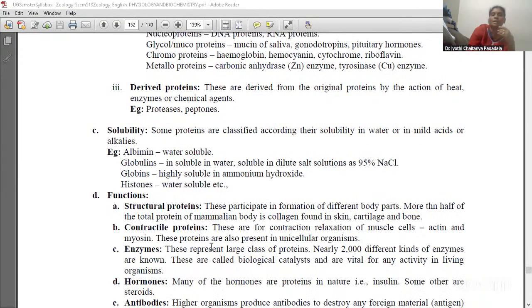Enzymes, these catalyze the reactions. So this is also known as a biological catalyst. This represents a large class of proteins. Nearly 2000 different types of enzymes are known up to now, called biological catalysts. This plays the major role for any activity in the living organism.